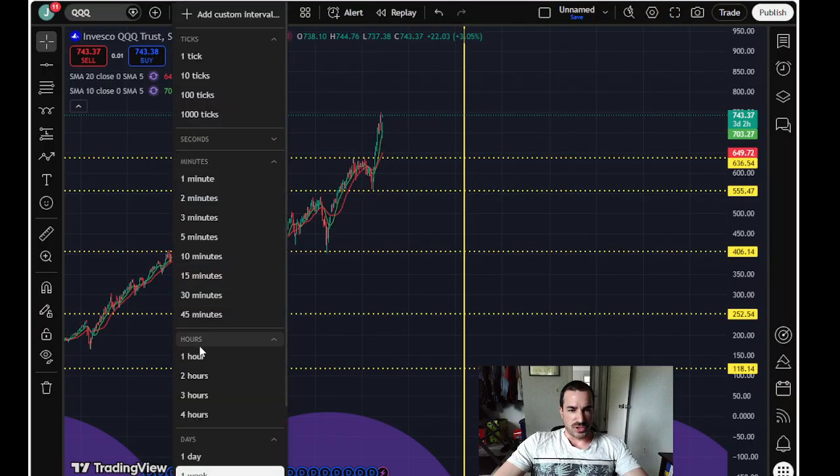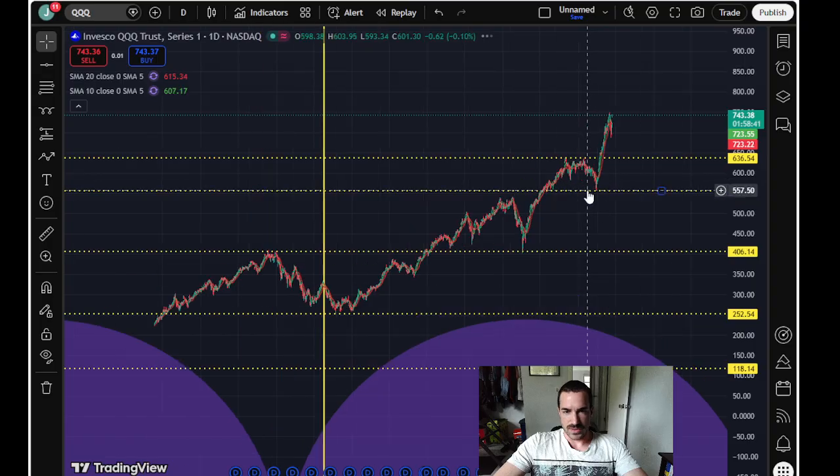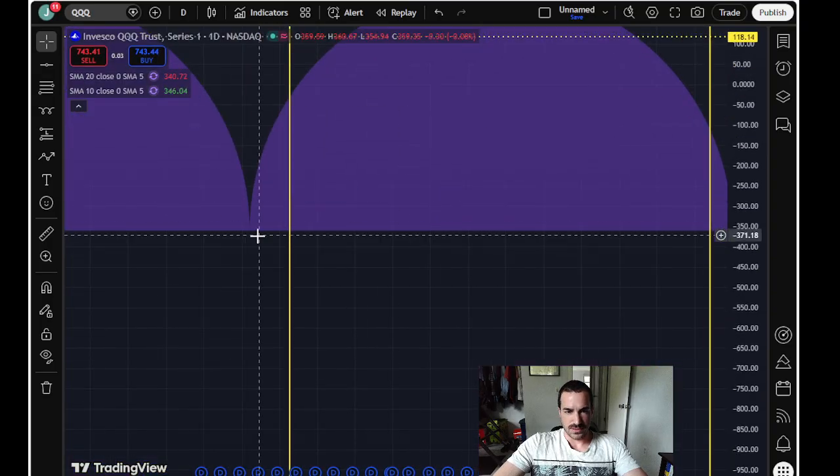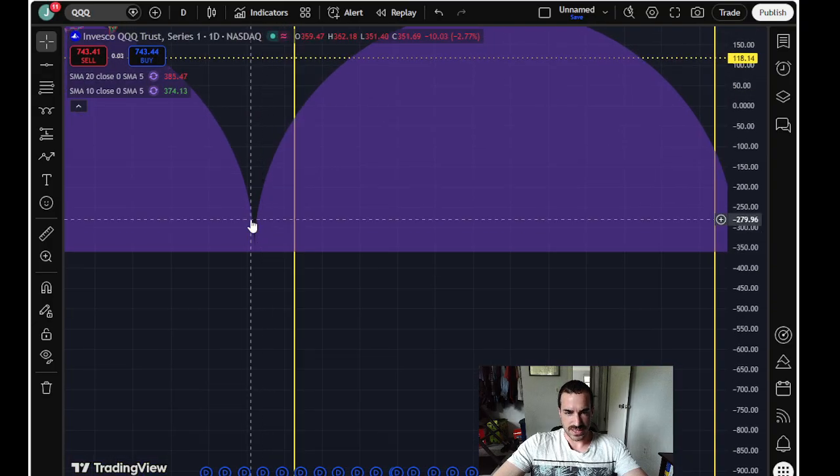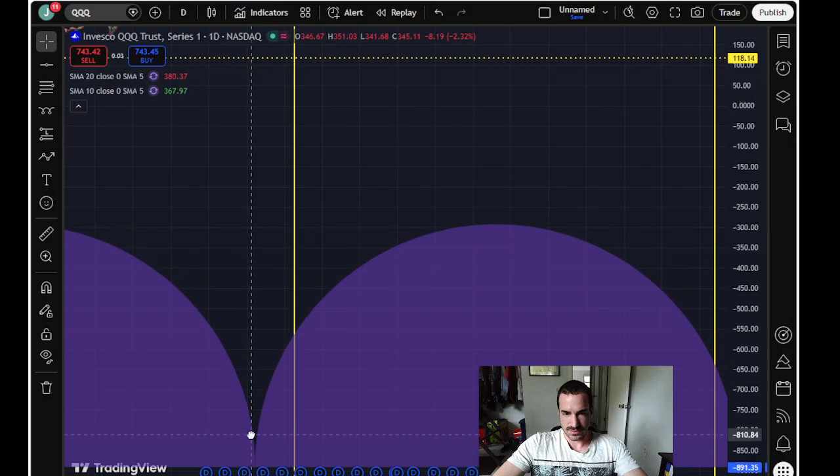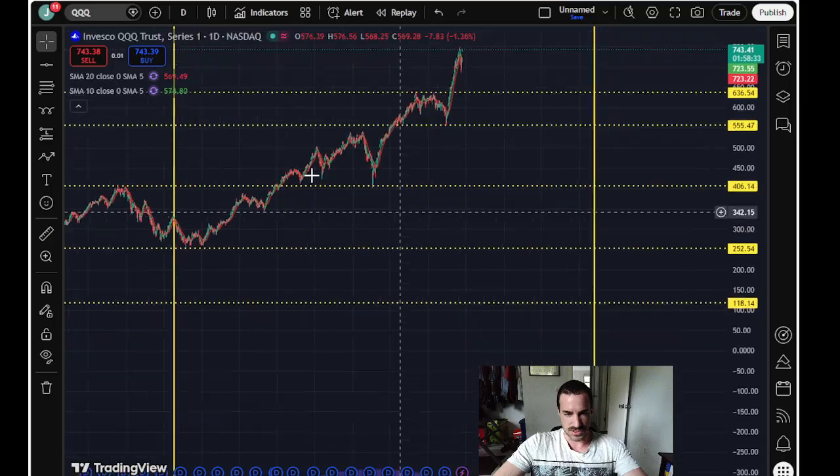So let's look at it from a shorter time frame. All right, we're at the dailies. Wish TradingView would fix this. I don't like how it automatically scales. It's annoying.